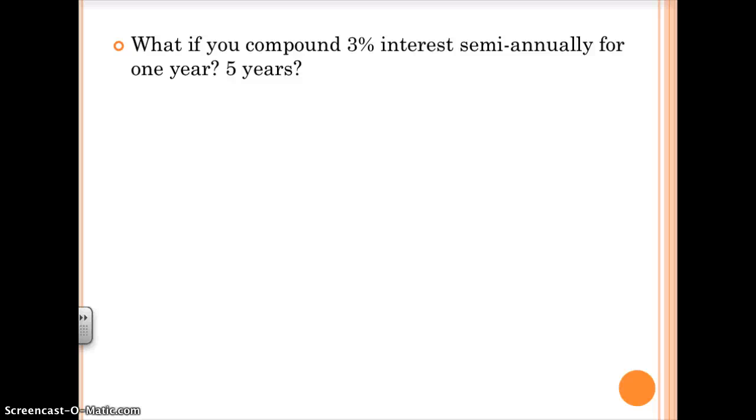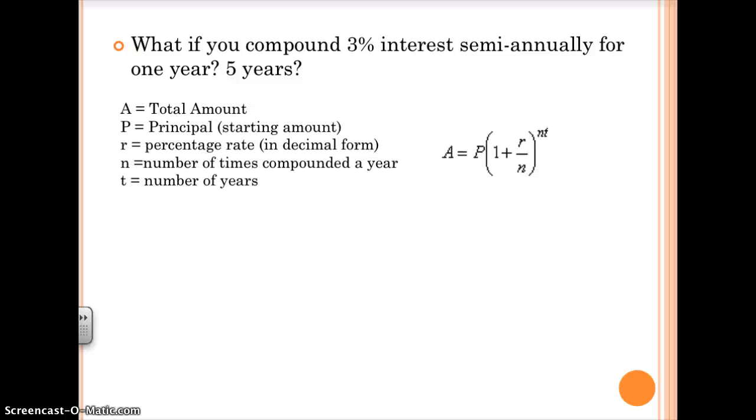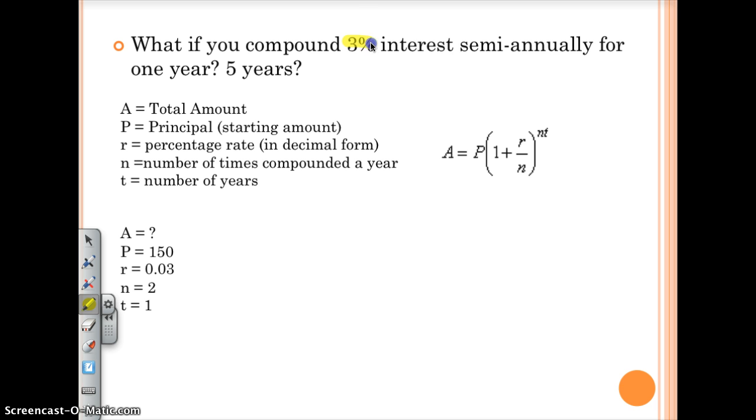What if we compound 3% interest semi-annually for 1 year and 5 years? So we're going to use that same dollar amount, 150. Semi-annually means twice a year. So now we've changed just that piece of it. We have our interest is the same, semi-annually, 1 year and 5 years. We're going to do 2 problems.